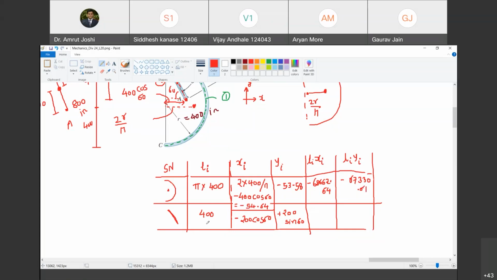Okay. And now 400 into minus 200 cos 60. So minus 40,000. And 400 into 200 sine 60. So minus 69,282.03. And for the straight line, the x-coordinate contribution is 0. Great. Now do summation Li. Pi into 400 plus 400.